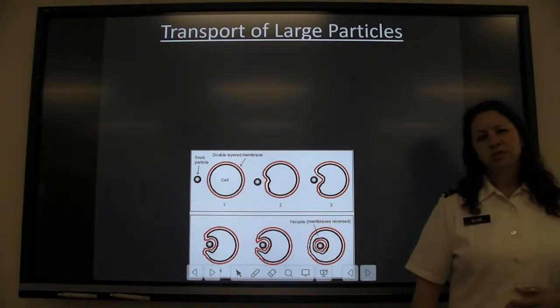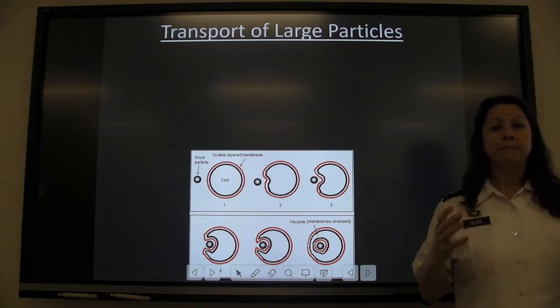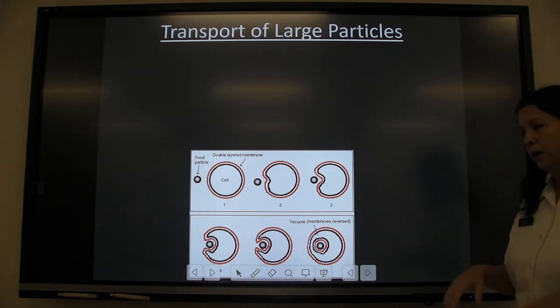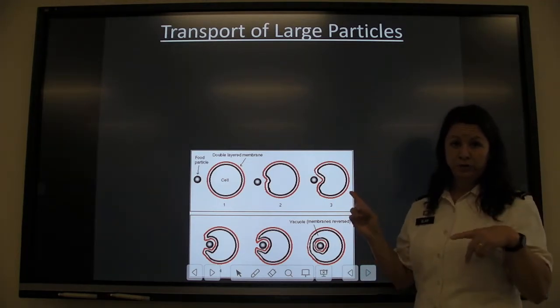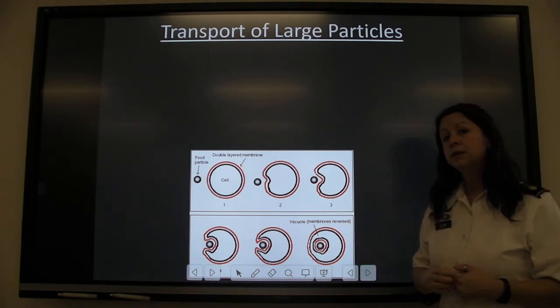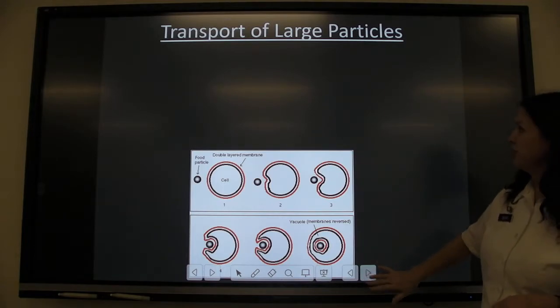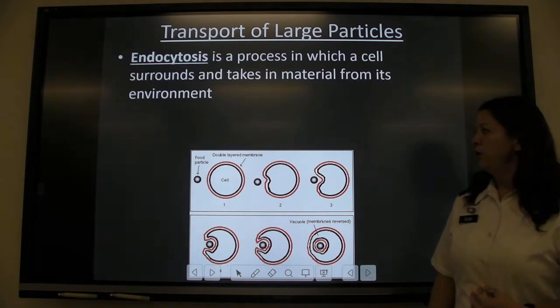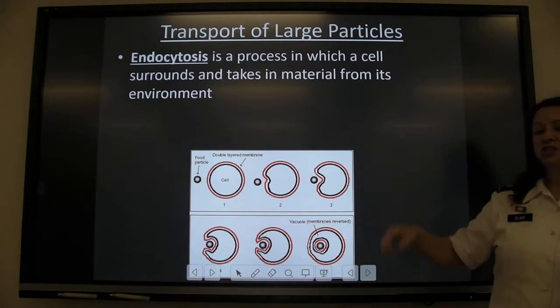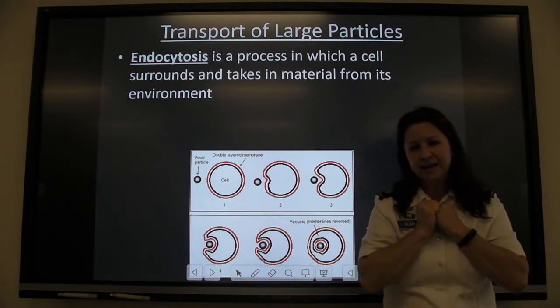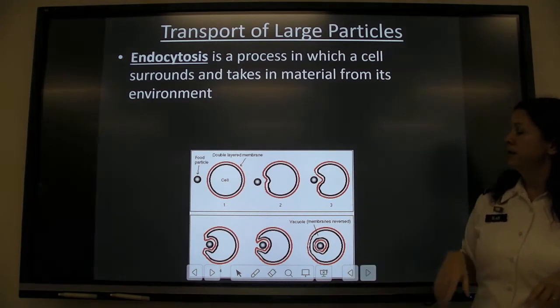Now, sometimes cells have to go out and get really big particles. Some cells, like single-celled organisms, actually will use this in order to eat. Okay, it's how they get their food. So it's transport of large particles. You have endocytosis, which is the process in which a cell surrounds and then takes in material from the environment.